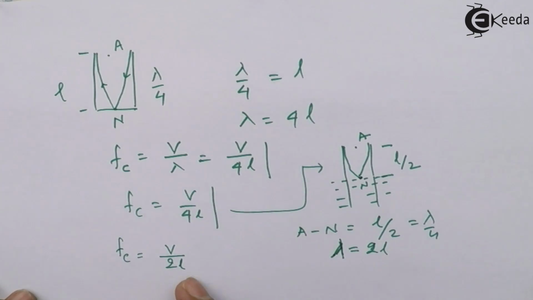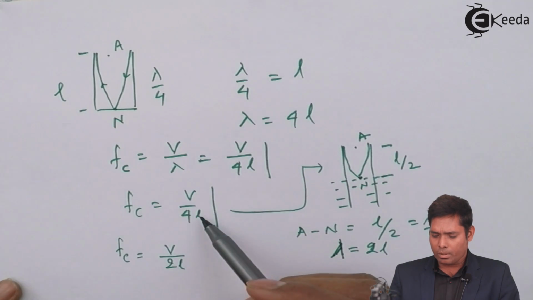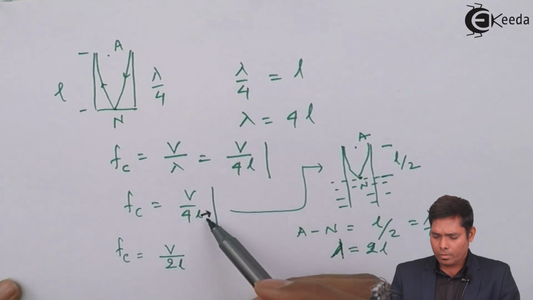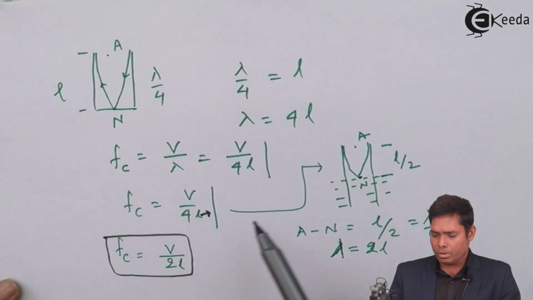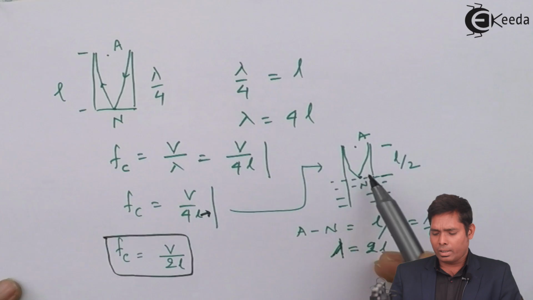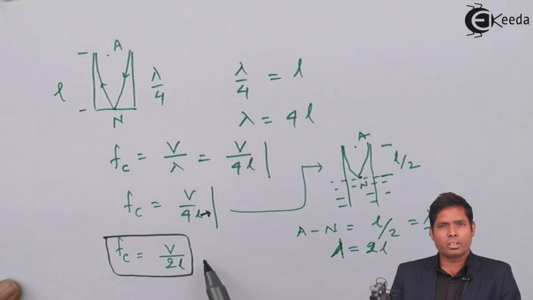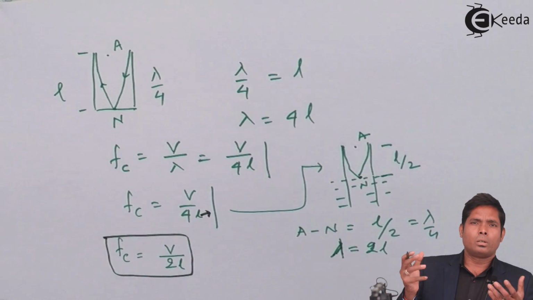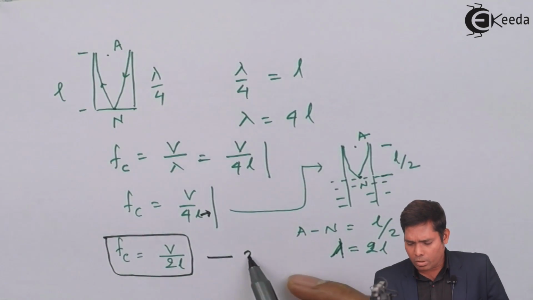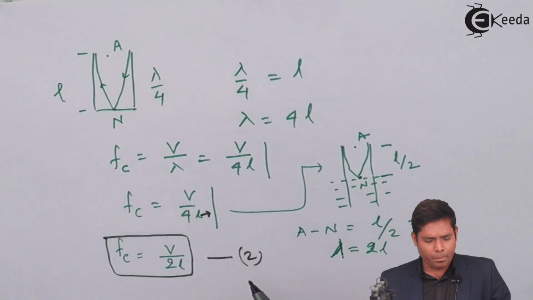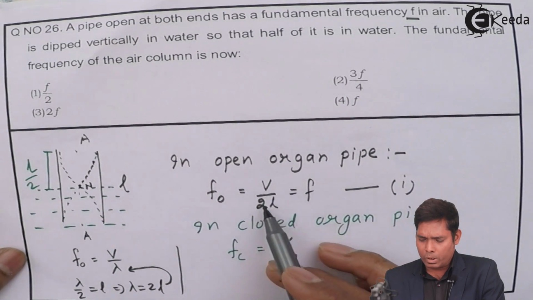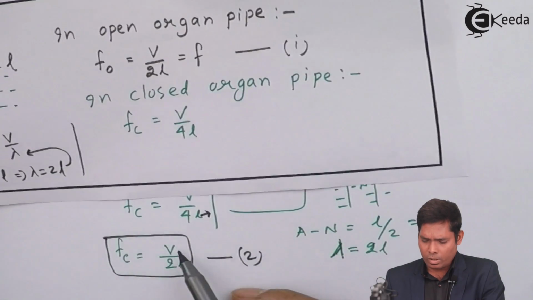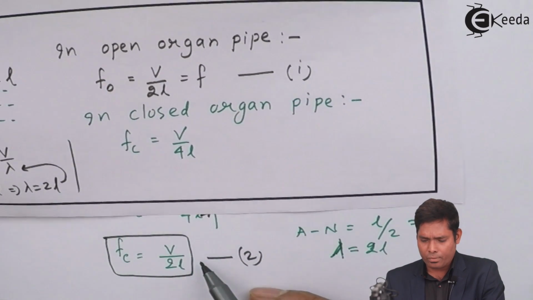I will get V by 2L, or I can substitute this length because the length is reduced to half. So this is what I'm getting if the tube is made half the length and the open tube is converted to a closed tube. So this is equation number 2. You can compare this with equation 1, where V by 2L is F. Then here also you are getting V by 2L, that must be F.